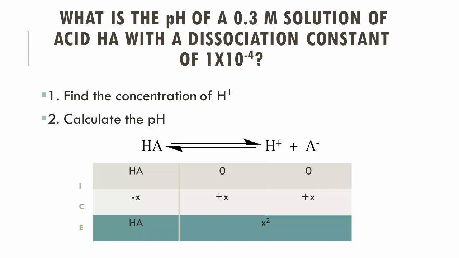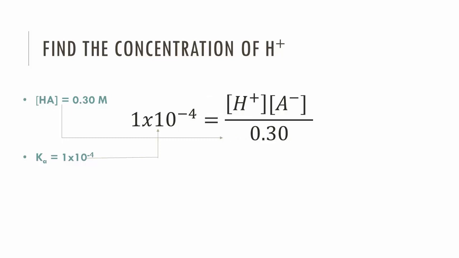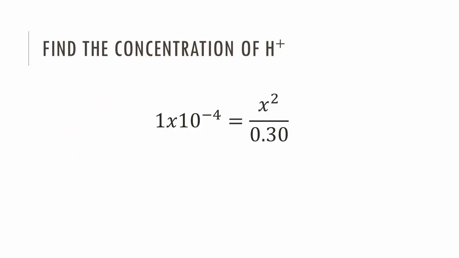To find the concentration of H+ ions, which, like we just saw, has a value of X, we use this formula. Then we put in the values that we know. We are given the concentration of HA, which is 0.3 molar, and the dissociation constant, 1 times 10 to the negative 4. According to the approximations we made earlier, we can replace the concentration of H+ times that of A- by X squared.